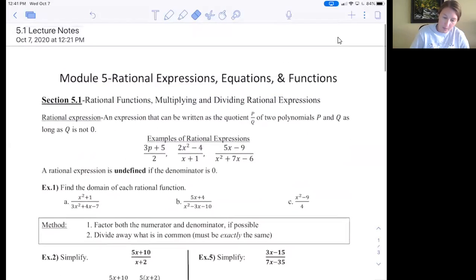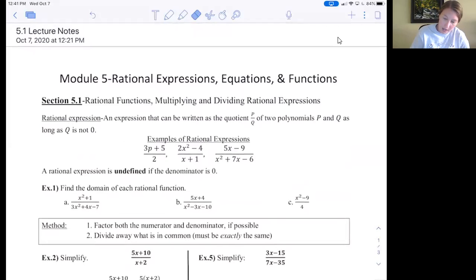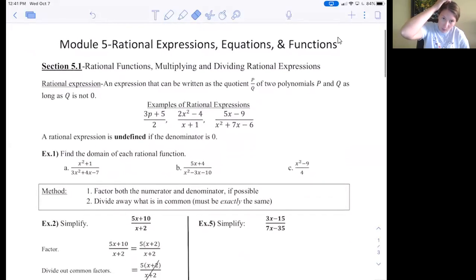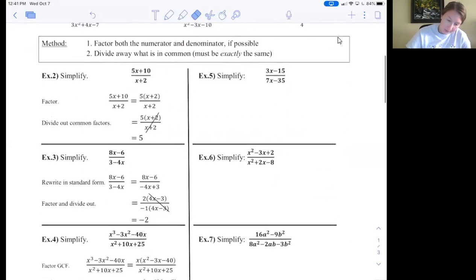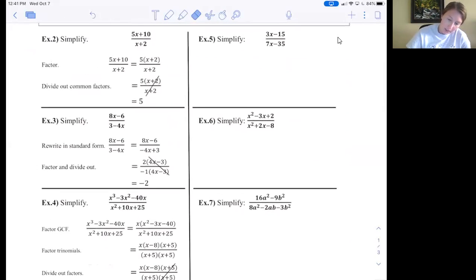Okay, so we are going to go over 5.1. So first we're going to jump down here. What we're doing in this section is basically they're giving us two functions divided by each other, and we are trying to simplify it. So all we're doing is just factoring.